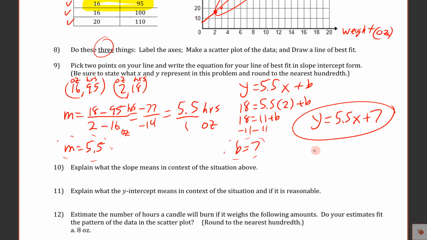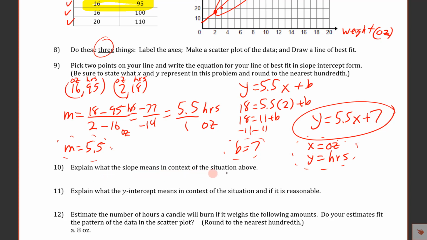We do need to write down what x and y represent. This is as easy as going and looking up above or remembering what we had right here. X is ounces, or we could just write OZ. In fact, I think I'll do that. Let's just write OZ on there. And of course the y represents hours, so we'll put hours right there. It is important when you're using an equation to represent a story problem that everybody knows what x and y represent.